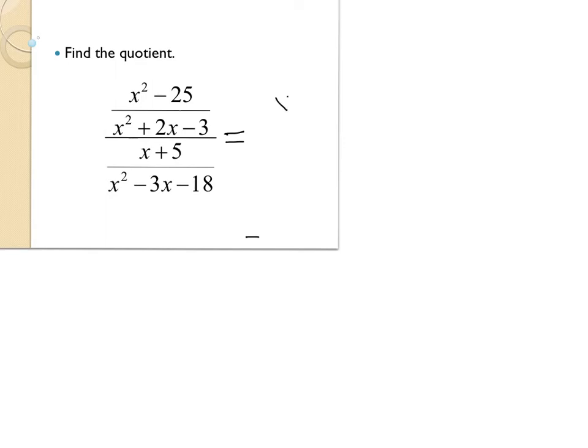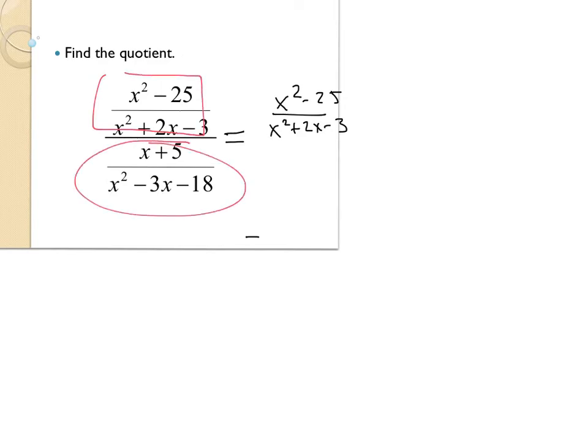And so the first thing I'm going to do is set it up by taking the numerator and the denominator and applying the multiply by the reciprocal property. And there we go. We just found the reciprocal of what's in the denominator, and now I'm going to go ahead and factor both terms.